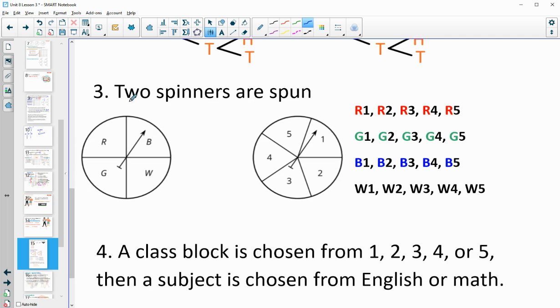Number 3 was 2 spinners being spun. And so I just assumed that R, B, G, and W were colors, so red, green, blue, and white. And so I kind of used that as I was writing them out. But I put red with each of the 5 numbers, G with each of the 5 numbers, B with each of the 5 numbers, and W. So I did an organized list that time to get my 20 outcomes.